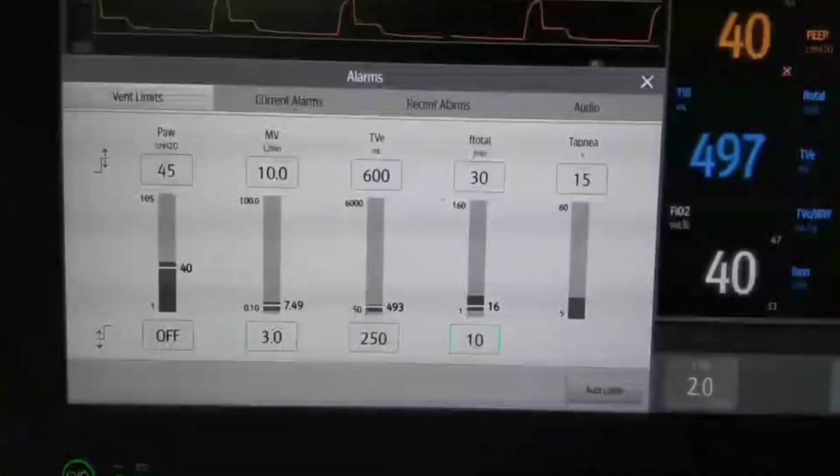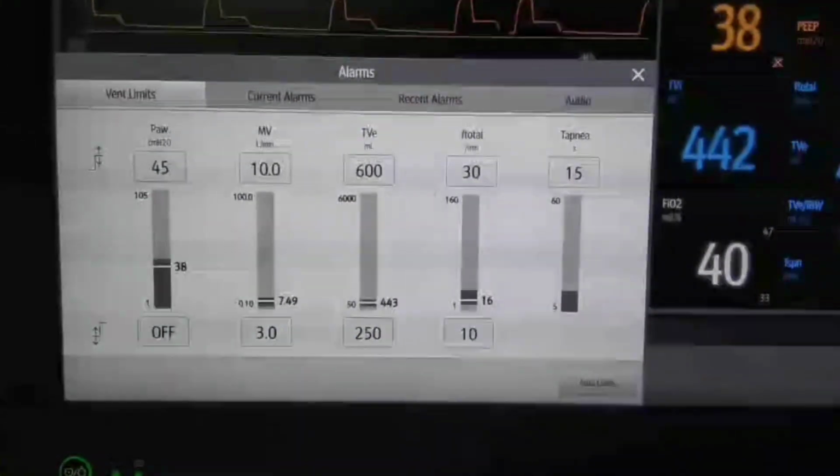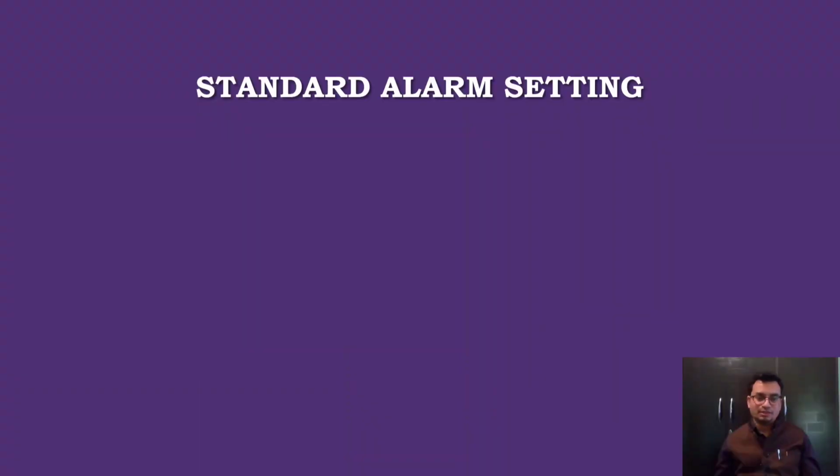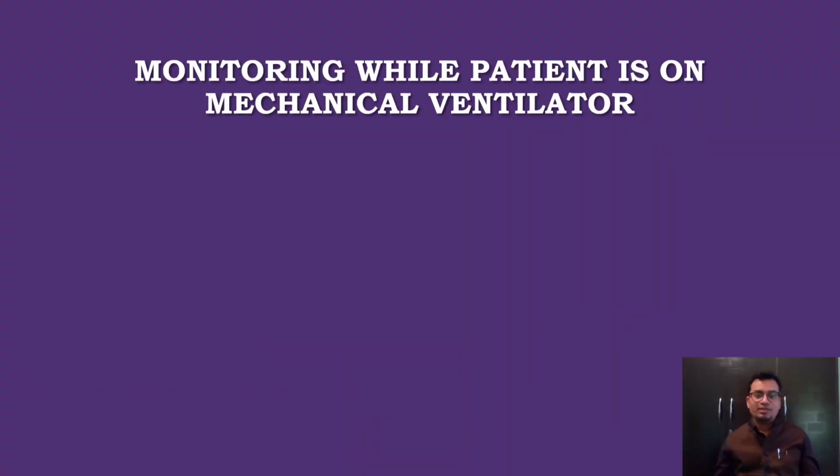Here is the video of alarm setting which we have to set in our ventilator usually. With any patient monitoring system or parameter, our general goal is to identify early warning signs that allow us to reduce or prevent patient harm. This goal is crucial during mechanical ventilation, as almost everything we do can cause patient harm, so you should be very careful.